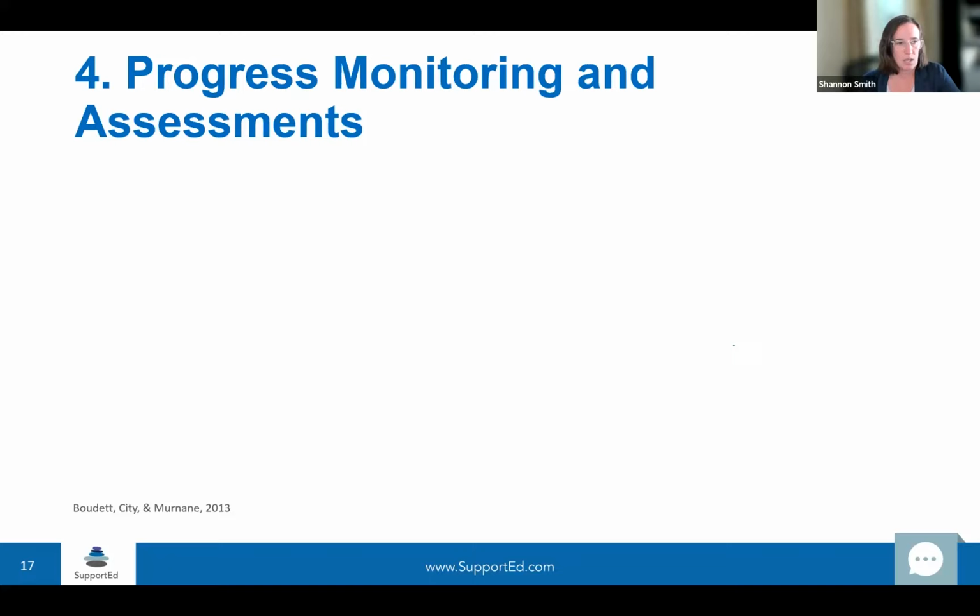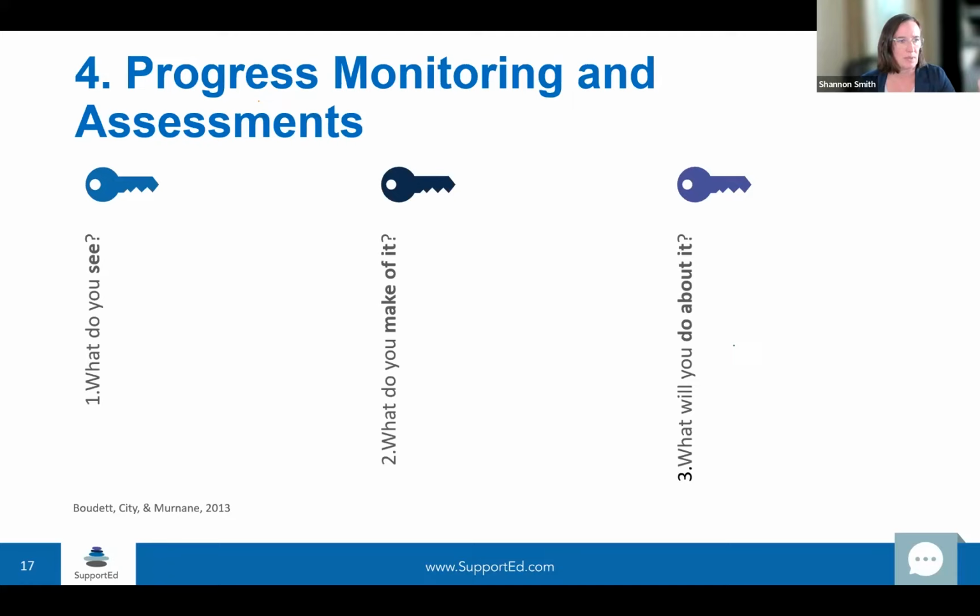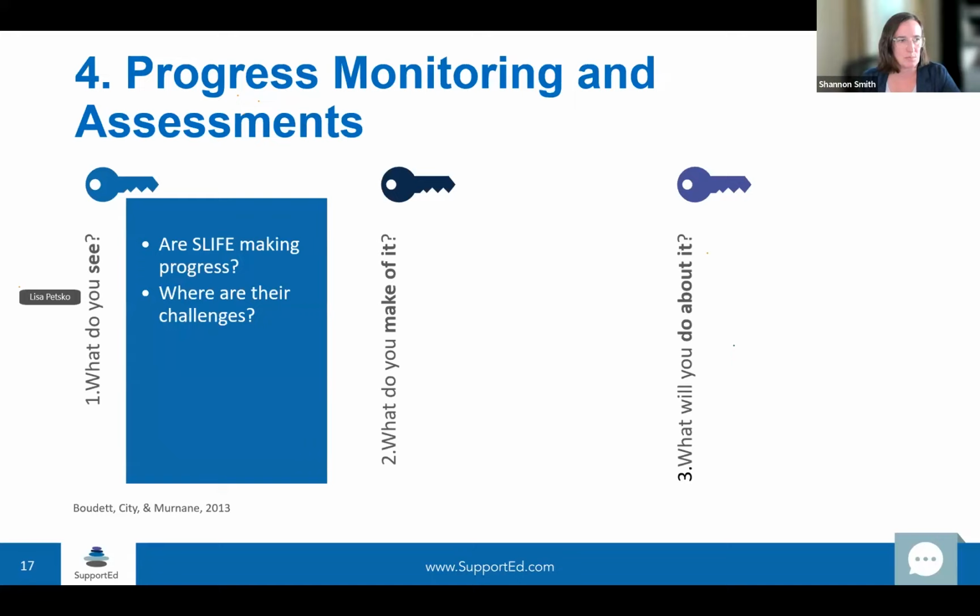In the book Data Wise, they've really described three key questions that you can ask as you're analyzing data and applying it in education. And it's really looking at: what do you see, what do you make of it, and what will you do about it? And as we think about that, it's a perfect way to look at all that formative assessment data that we collect from our SLIFE as we're instructing them. As we're looking at all those data pieces, we can really look at what do I see? Are they making progress?